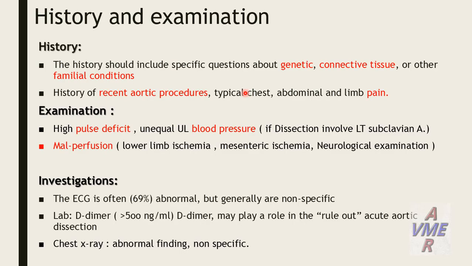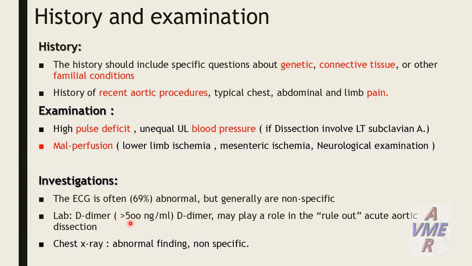History and examination. The history should include specific questions about genetics, connective tissue disease, and familial conditions, and history of recent aortic procedures, chest pain, abdominal pain, and limb pain. Examination for pulse deficit, unequal blood pressure in case of left subclavian artery involvement, malperfusion, lower limb ischemia, mesenteric and neurological examination. Investigation: ECG is abnormal in about 70%, but there are no specific signs related to acute aortic dissection.